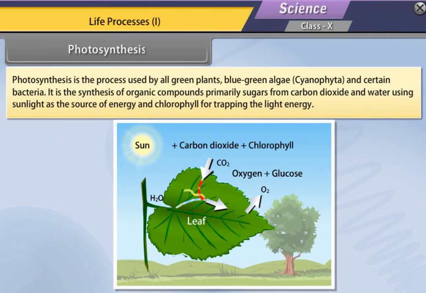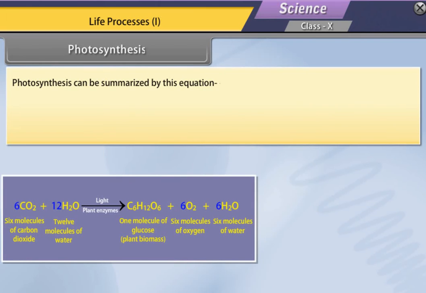Photosynthesis is the process used by all green plants, blue-green algae, cyanophyta, and certain bacteria. It is the synthesis of organic compounds, primarily sugars, from carbon dioxide and water, using sunlight as the source of energy, and chlorophyll for trapping the light energy. Photosynthesis can be summarized by this equation.